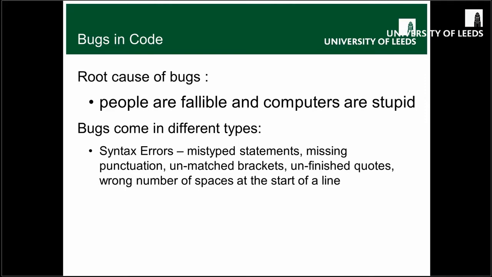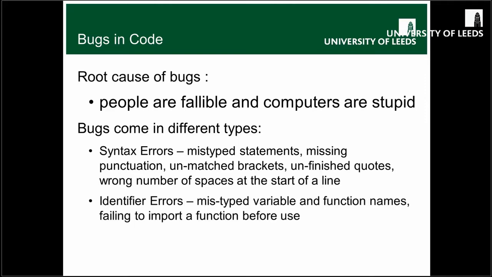There's then a whole class of bugs that are identifier errors, and this can be things like mistyped variables and function names. It can also be simply where you use the wrong variable, so you didn't use the variable you thought you were trying to use. And again, in Python there's a particular class of these, which is when you fail to import a function before you try using it, and that obviously can give you a fault as well.